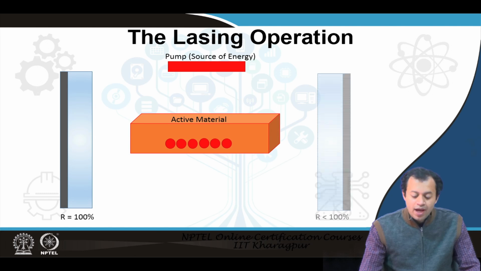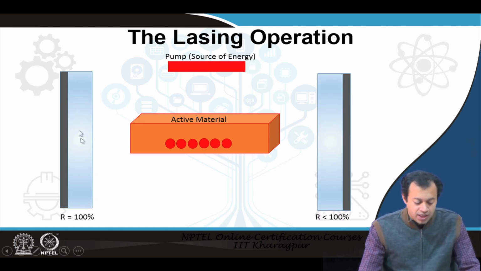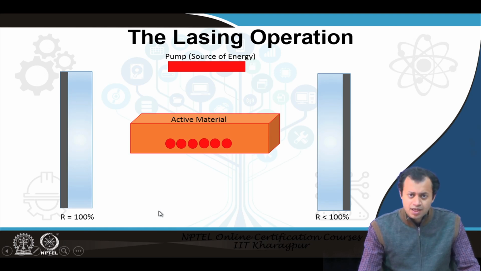And you will require 2 sets of mirrors. You will require 2 mirrors in between which you have put the entire active material and the pump, and this is considered as an optical cavity. This optical cavity has a very, very important function. I will come to each one of them one at a time. So, this is the active material, this is the pump source, and this is the mirror. R stands for reflectivity. I will be describing what this is in a moment.